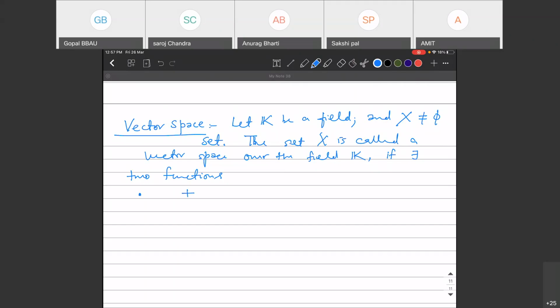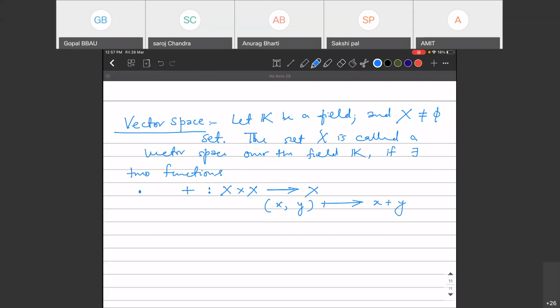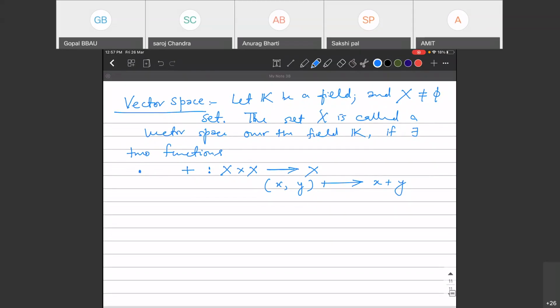The first one is addition. It is defined on the twofold Cartesian product X cross X. How do we define it? We take two points x and y from this set; elements of X cross X are written as ordered pairs. The pair (x, y) is mapped to x plus y. This is called vector addition.